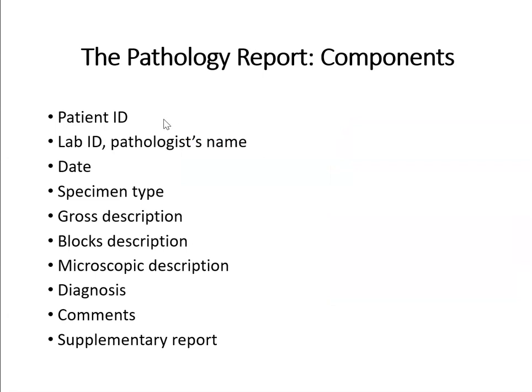So the main components, of course, include identification of the patient, the lab, the pathologist, the date, the specimen type, the gross and blocks as well as microscopic descriptions, the diagnosis, comments when necessary, and also a supplementary report if necessary. For example, if we are adding ancillary tests or a second opinion report.